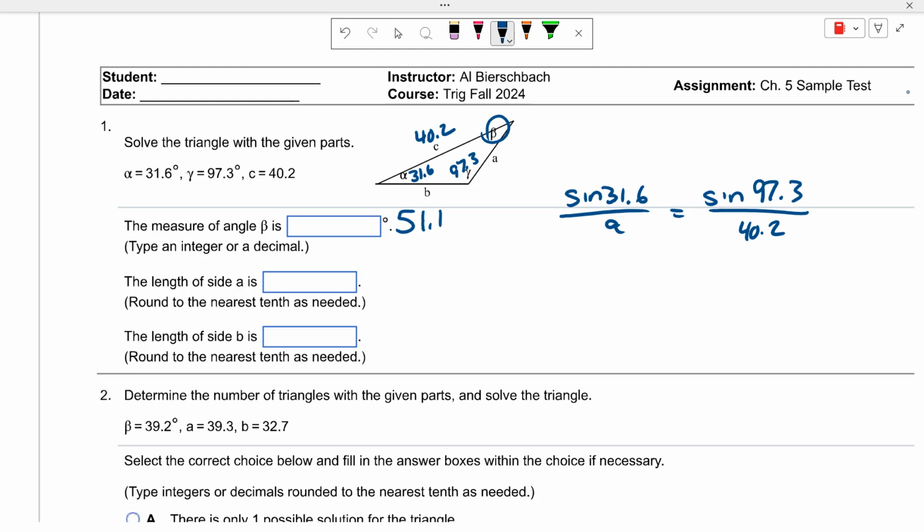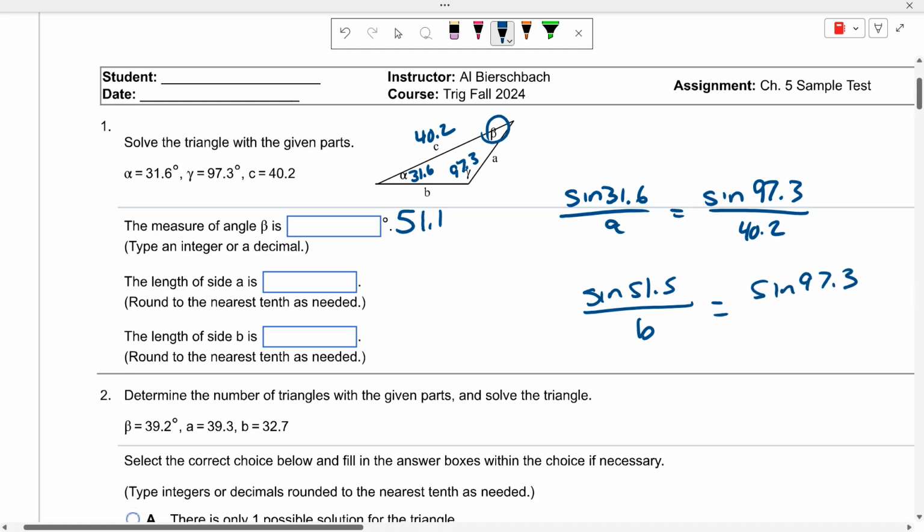It's 31.6. All right. So to find side B, you'd say the sine of 51.1 over B equals the sine of 97.3 over 40.2. And whatever you get when you do those.